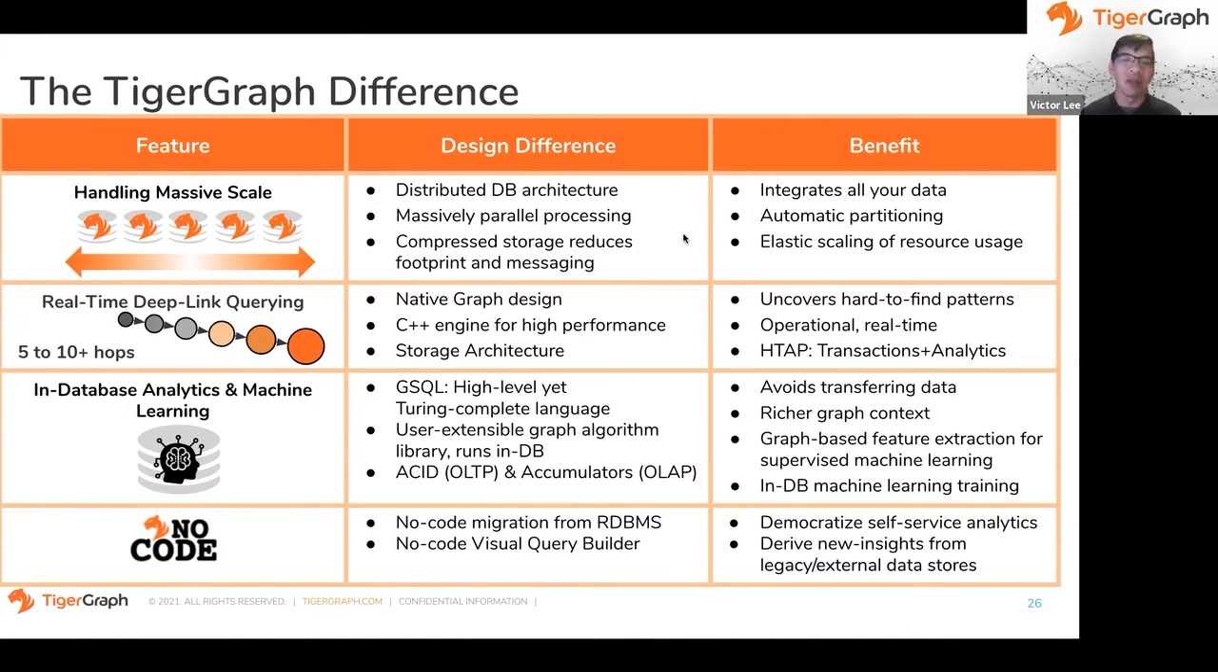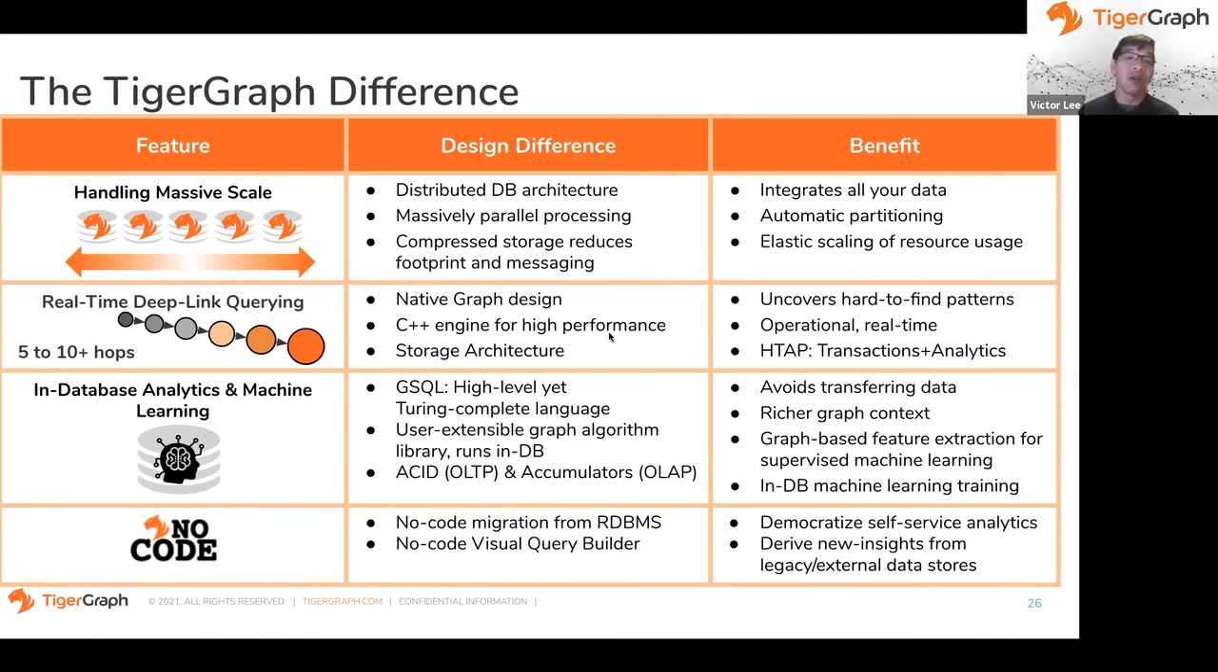You want it to have massively parallel processing. And TigerGraph even compresses the data, which gives you more efficient storage so you can get more bang for the buck, higher performance with the same hardware allocation. So you integrate all your data, it's automatically partitioned, and it's scalable and elastic.